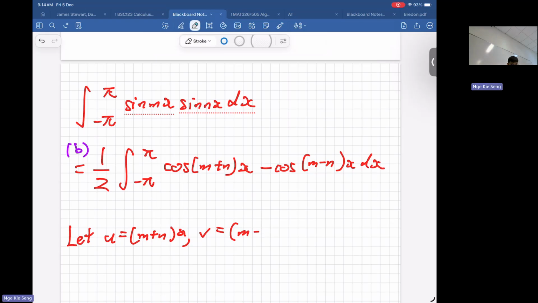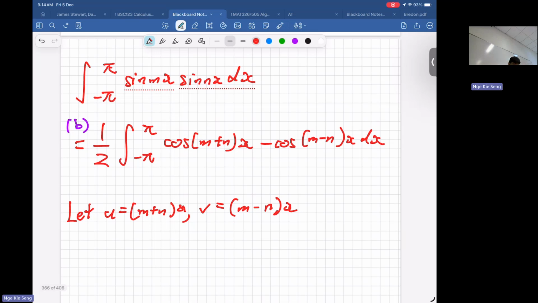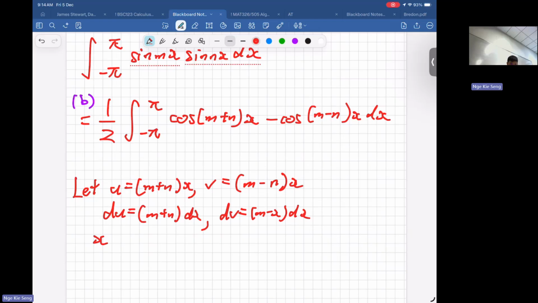There are two different substitutions you want to do, right? m plus n and m minus n. And then du is m plus n, and dv is m minus n. After you do substitution, your integration limit will change as well. So if x equals pi, then u becomes (m plus n) pi. When x equals minus pi, u becomes minus (m plus n) pi.